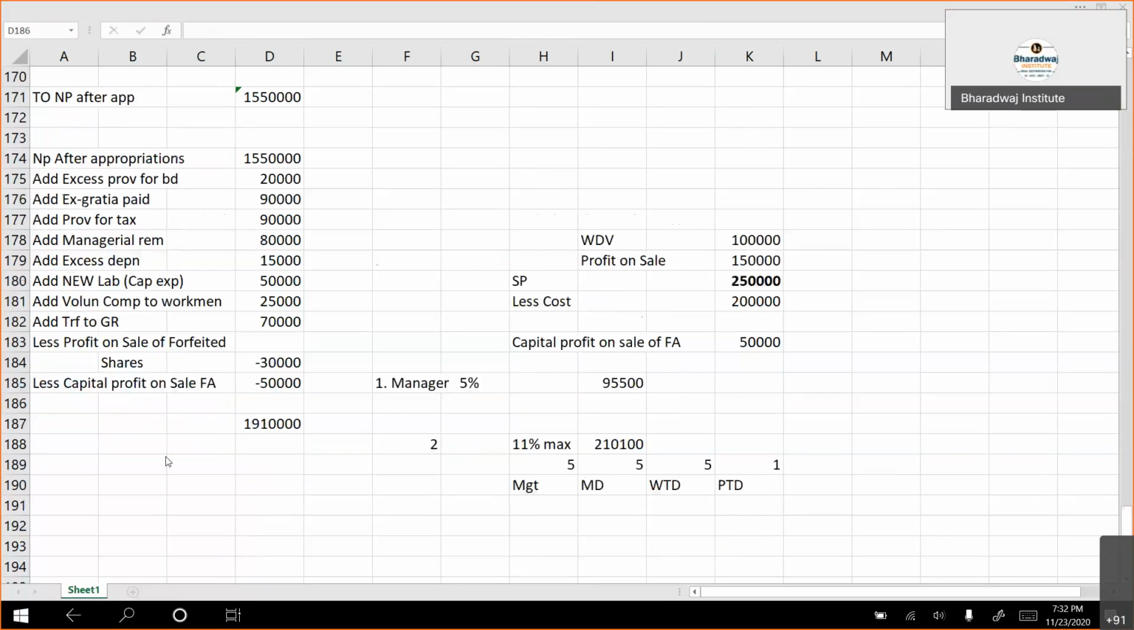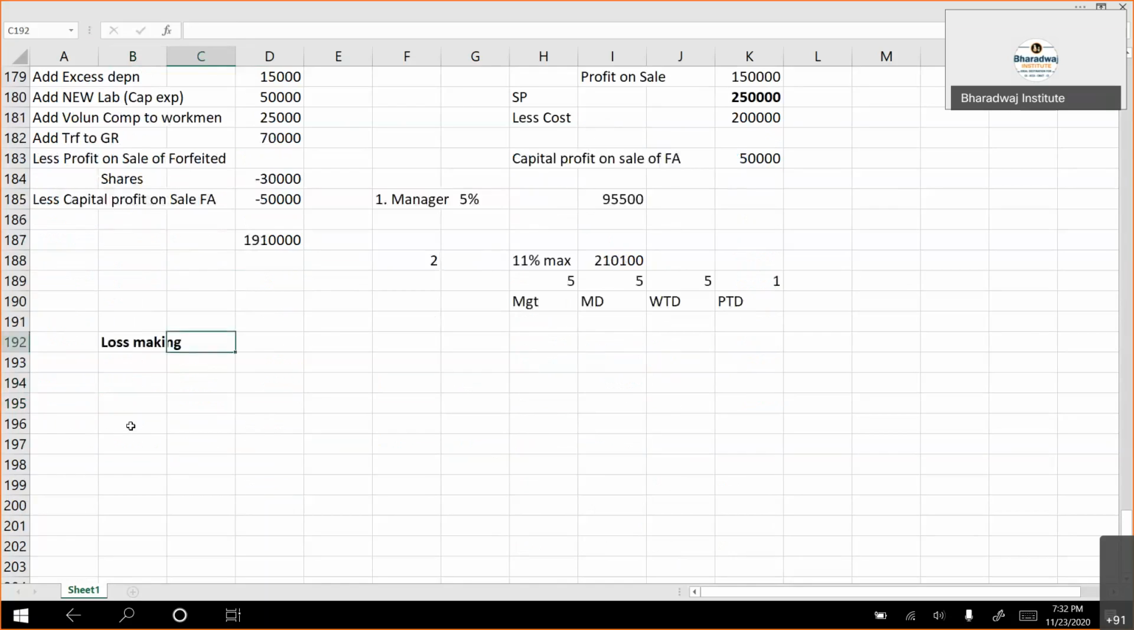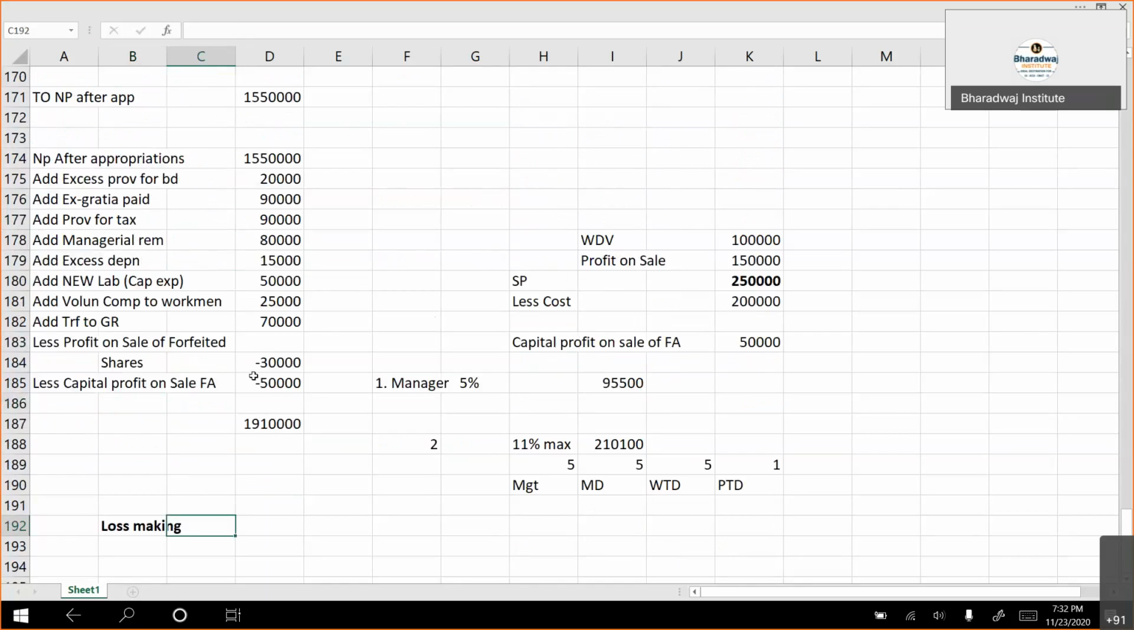Then I request you to go through the remuneration payable in case of loss-making companies, where the company is under a loss. You can go through your study material. There would be effective capital and salary payable like that. Please go through that also. Sometimes it may be tested in MCQ.